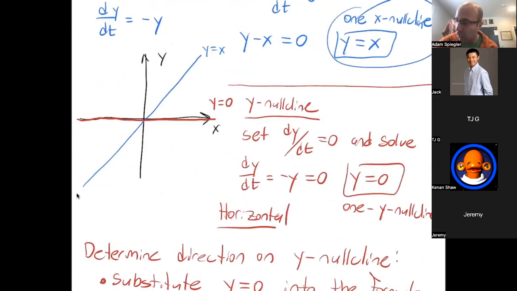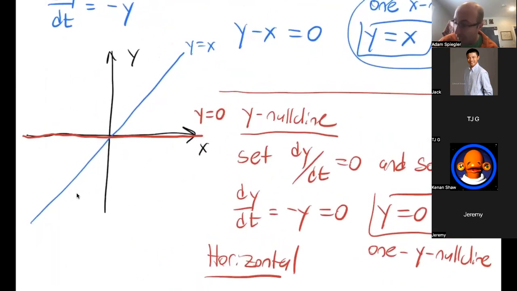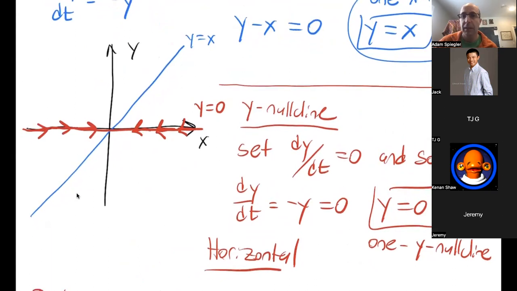So to come back to our vector field, that means when x is positive, these vectors are pointing to the left. When x is negative, the vectors point to the right. So that gives us that picture along that nullcline. Any questions?